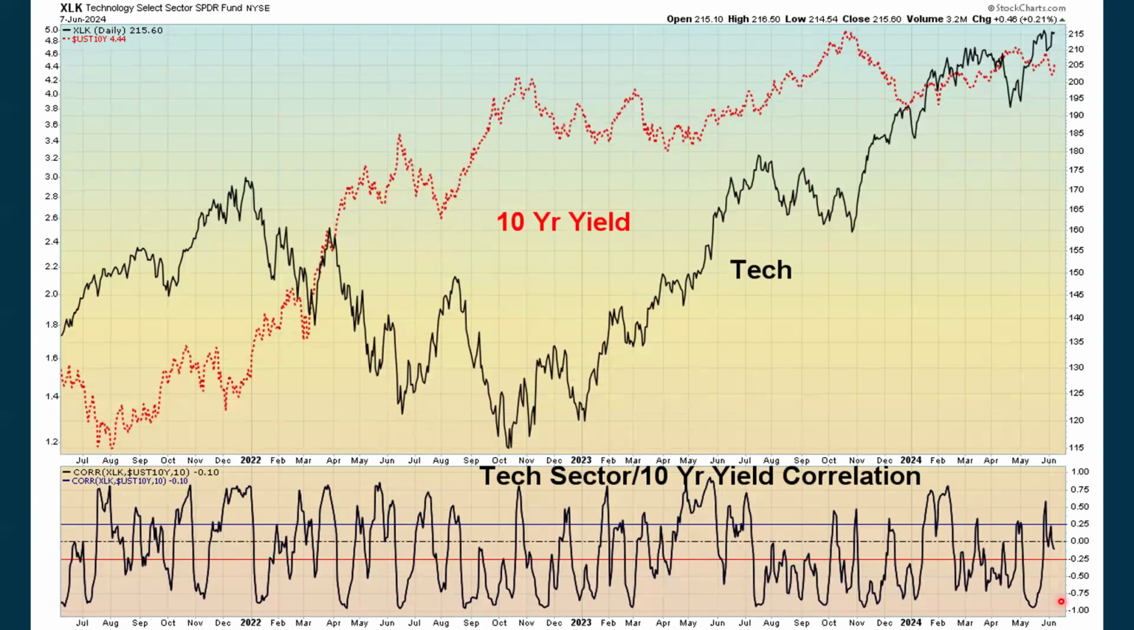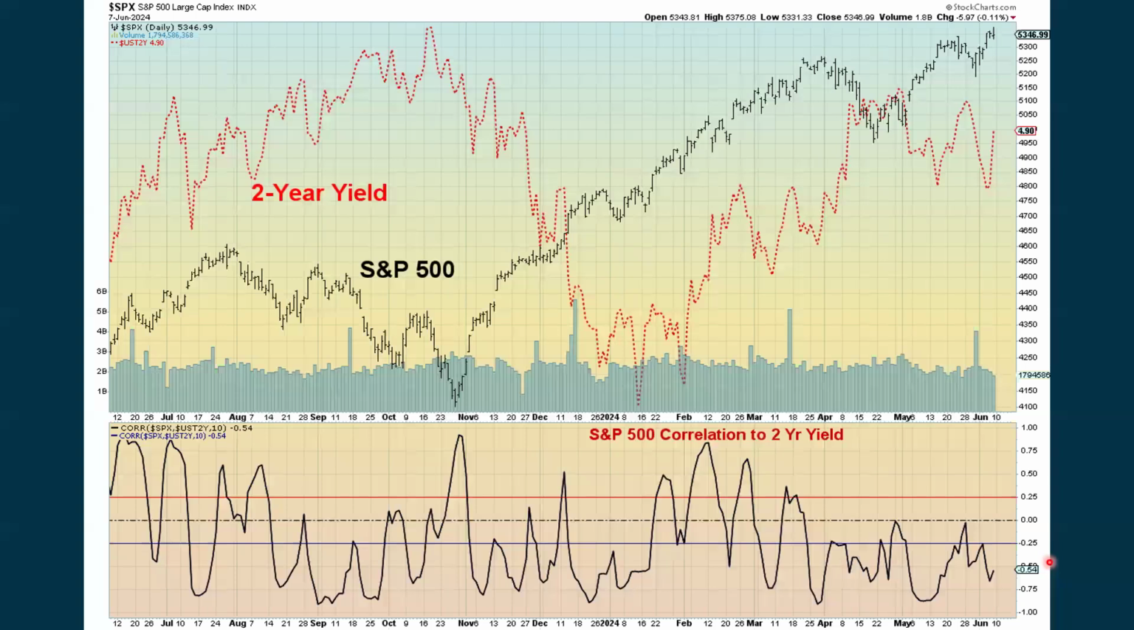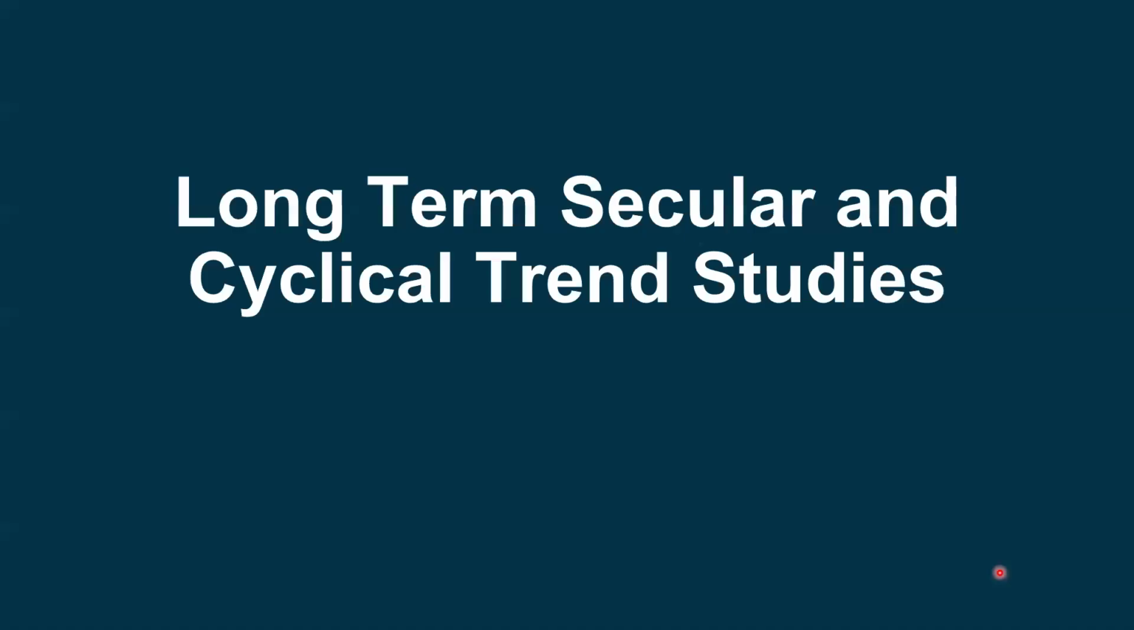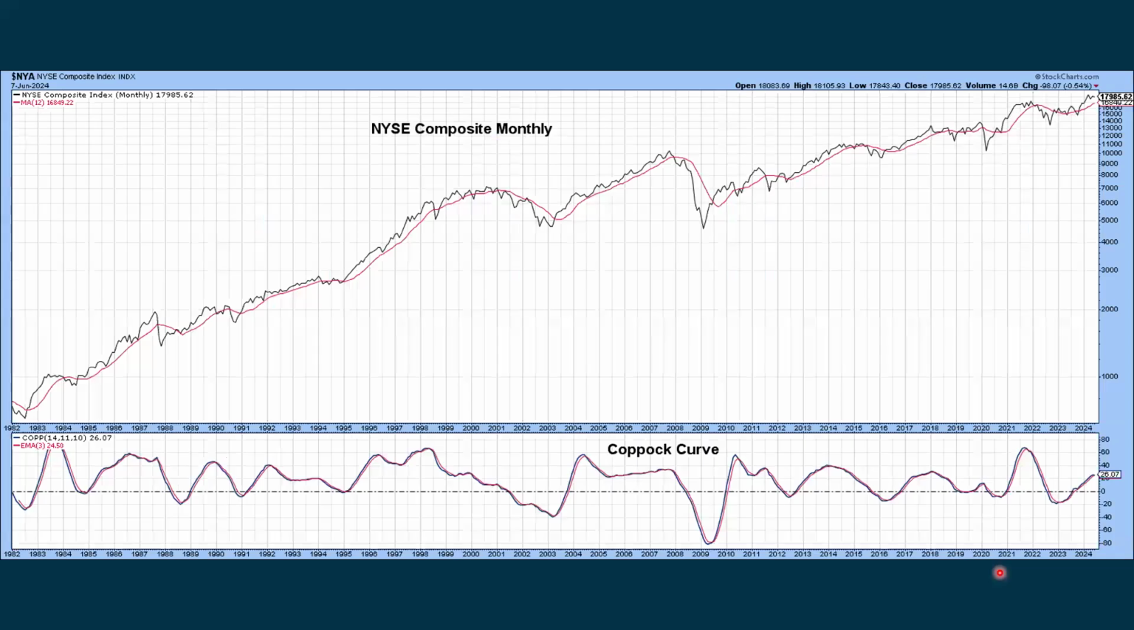We look at the tech sector, compare it with the 10-year yield. This relationship right now is neutral. Look at shorter term yields here with the 2-year, also a slight tendency to go in opposite directions. And then some long-term studies here.